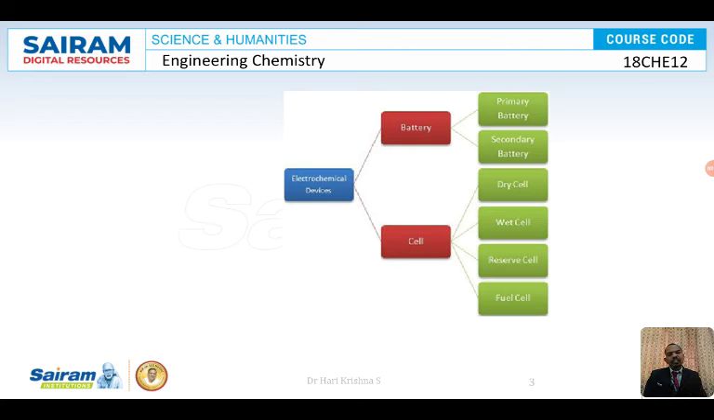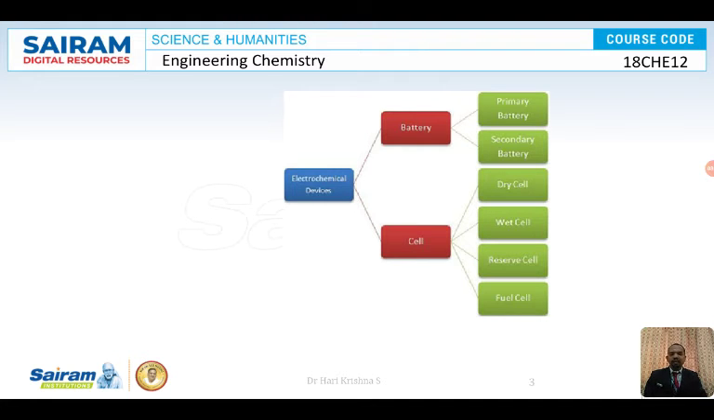As long as active species are present in this type of battery, we can withdraw the electrical energy. These primary batteries are non-rechargeable. The cell reactions in these primary batteries are irreversible. Examples are your zinc air battery, zinc manganese oxide battery, zinc oxide battery. All these are examples of primary batteries.